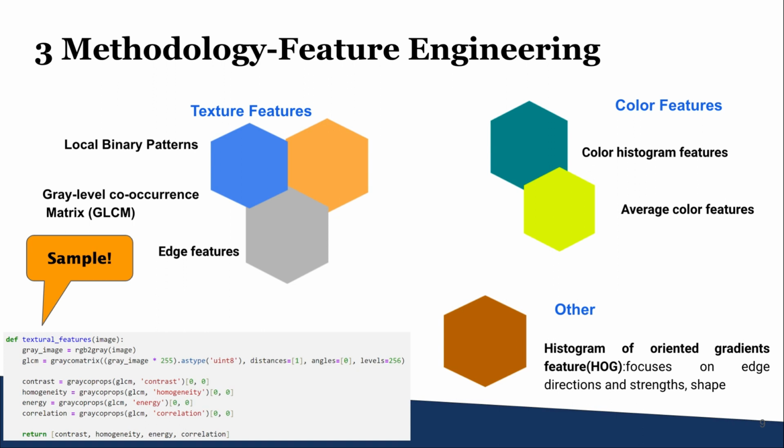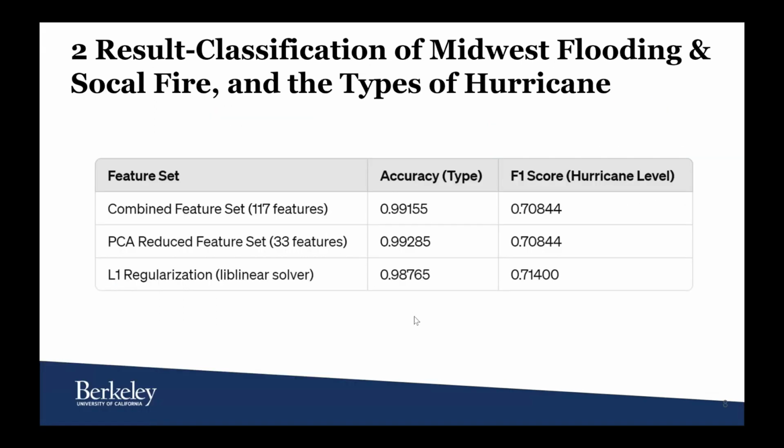Finally, we also include the histogram of oriented gradient features, which focus on edge directions, strengths, and shapes, kind of like a combination of the color and the edge characters. So based on the methodology and data graph, the original data was divided into training and validation datasets.